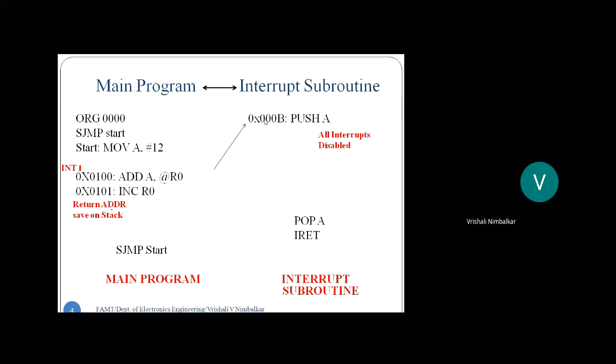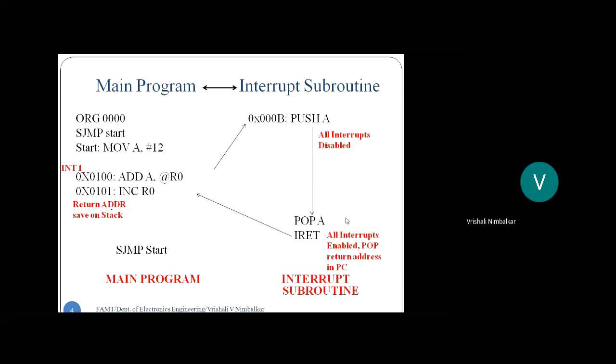Now on entering the ISR, all the interrupts are disabled. Right? So whenever the microcontroller executes any ISR, it jumps to the ISR and disables all the interrupts. Then it executes the ISR. And the end instruction of the ISR is interrupt return, IRET. On execution of interrupt return, all the interrupts get enabled and the return address on the stack is popped and stored in the program counter.